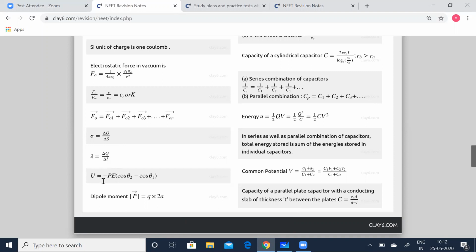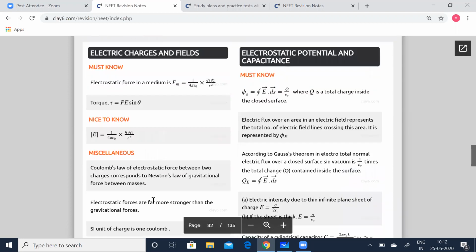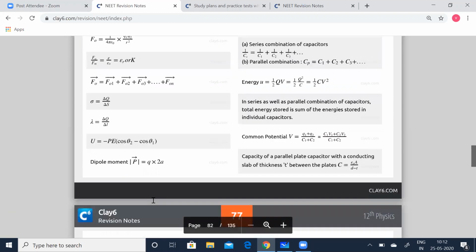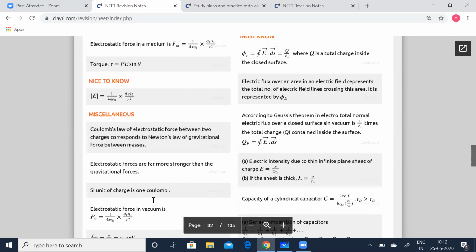U is the potential energy, which is given by minus PE (cos theta 2 minus cos theta 1), where P is the dipole moment, E is the electric field, and theta is the angle between them. Dipole moment, the magnitude of the P vector, is equal to Q times 2A, where 2A is the length between the two poles and Q is the charge. So these are the important formulae you'll have to learn with respect to the first lesson.